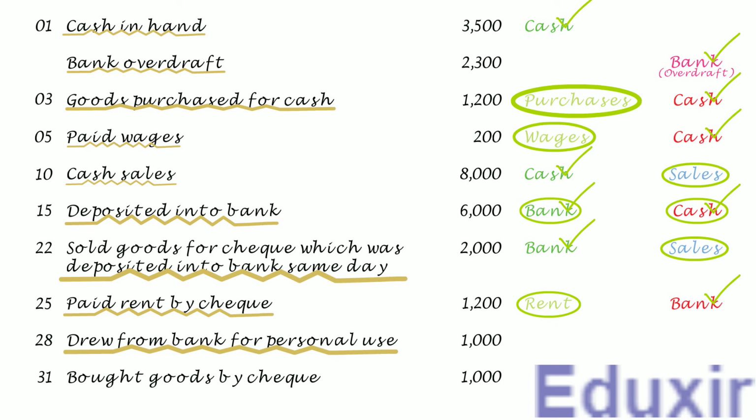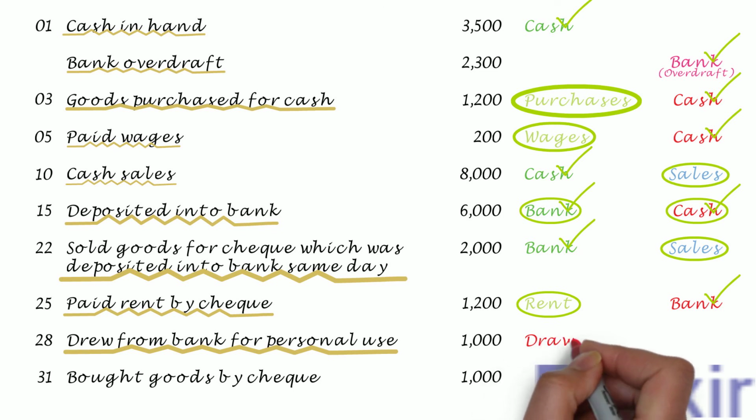Now, as the owner is withdrawing 1,000 rupees from the bank, the capital of the business will be decreasing. The rule to record any decrease in the capital is to debit the corresponding capital account. In this case, the drawings account should be debited, not the capital account.